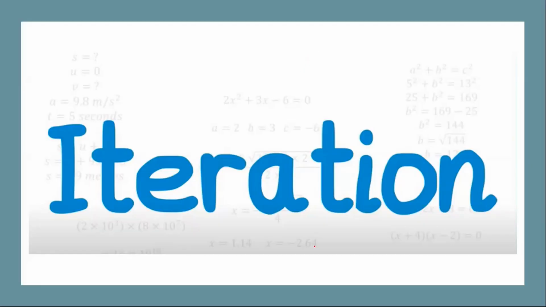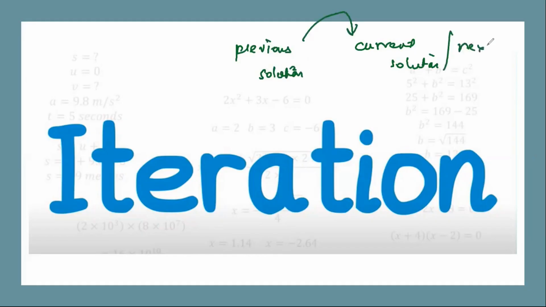Iteration is a process where we are finding out the current solution. To find out the current solution, we have the previous solution. So basically using the previous solution, we are working out the current solution or the next solution, right? So let's say if the previous solution is x1, then next we have to work out x2, meaning x2 is dependent upon x1, or x3 is dependent upon x2, right? So iteration is that.